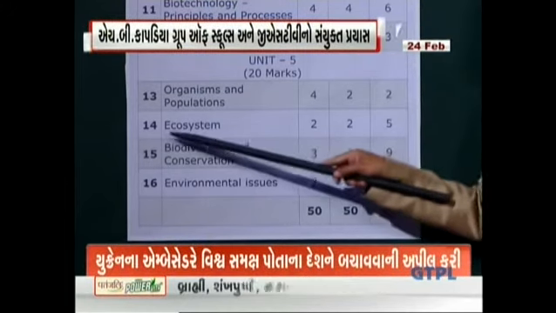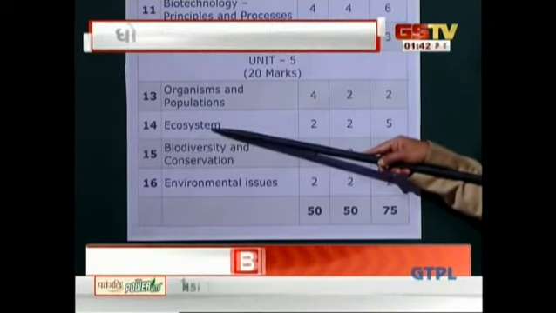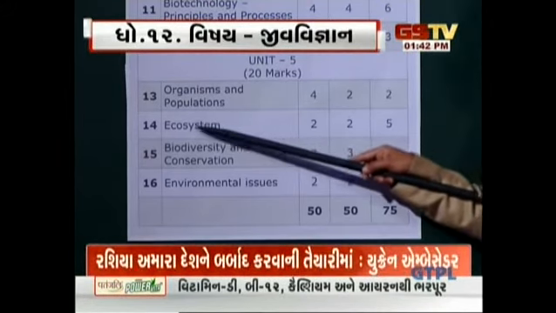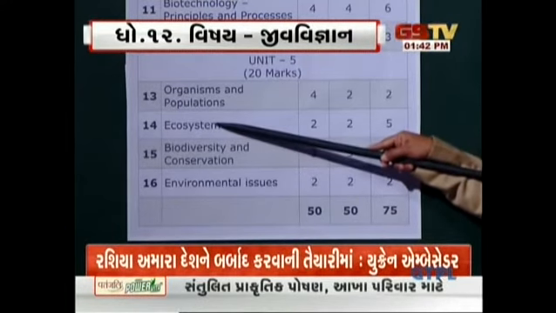Now 14th chapter, Ecosystem. You know what is ecosystem? That is the surroundings where we are living. In this chapter we will learn about the various factors of the ecosystem.